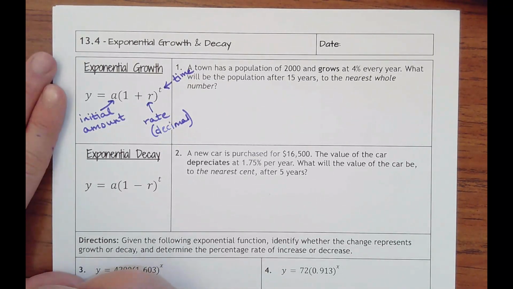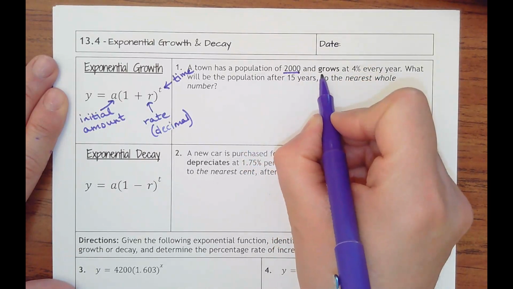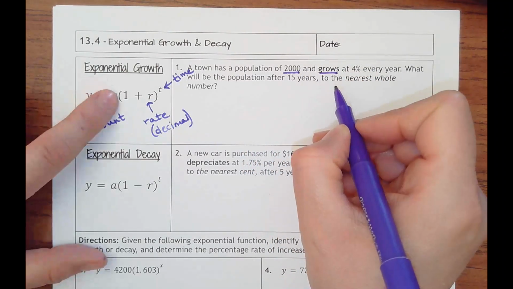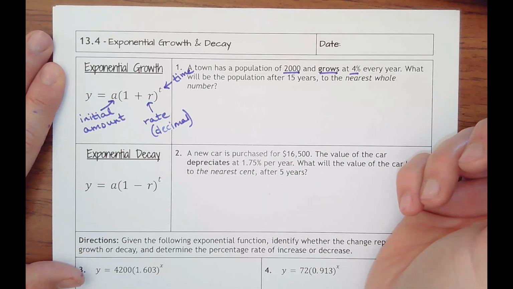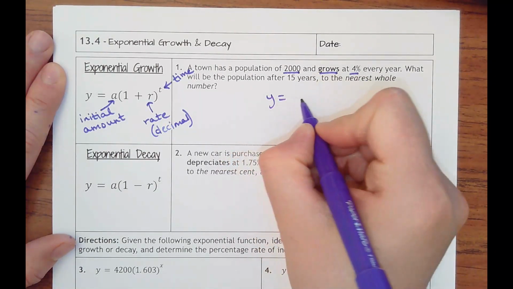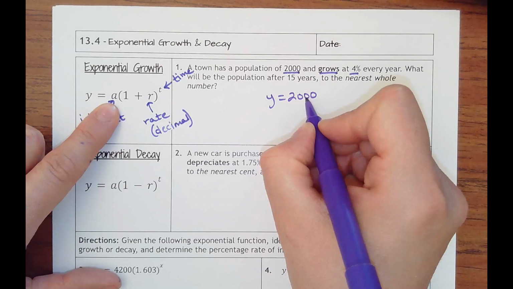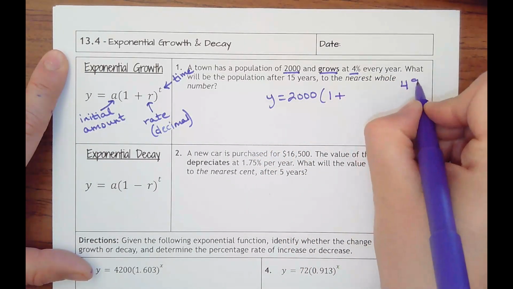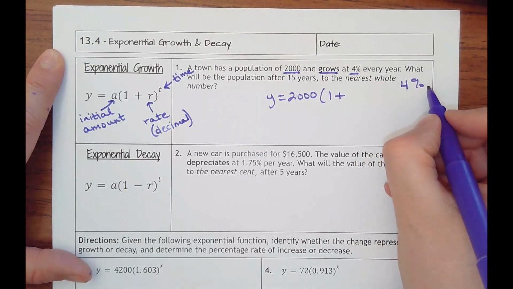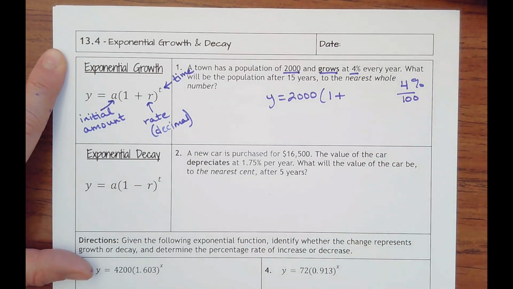Let's try it on number 1. A town has a population of 2,000. So that's the initial amount. It's going to grow, so that tells me I'm using this formula, at 4% every year. What will be the population after 15 years to the nearest whole number? So if I were to make an equation of this, I would have y equals 2,000, because I'm putting it in for the initial amount, times 1 plus, but 4% to change into a decimal, you have to put it over 100, because percents are always out of 100.